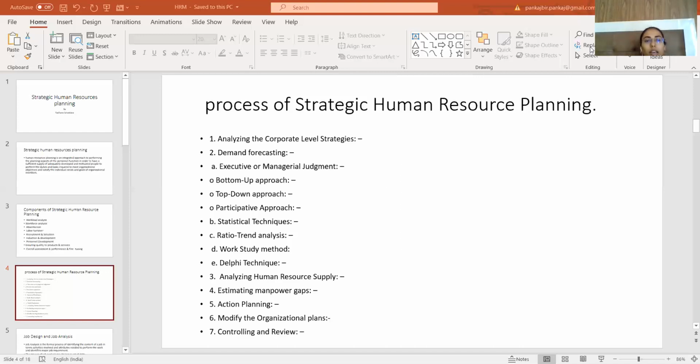The third approach is ratio trend analysis. In this method, depending upon the past data regarding the number of employees in each department, like production department, sales department, marketing department, and the workload level, the ratio of manpower is established. So past values are plotted, and the future value is extrapolated on the basis of past projections.